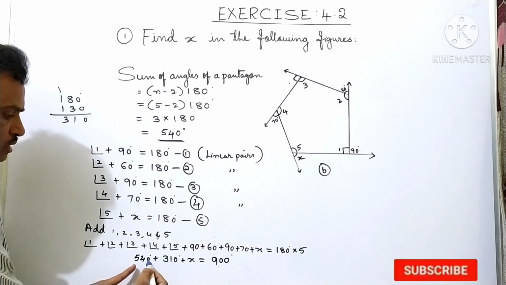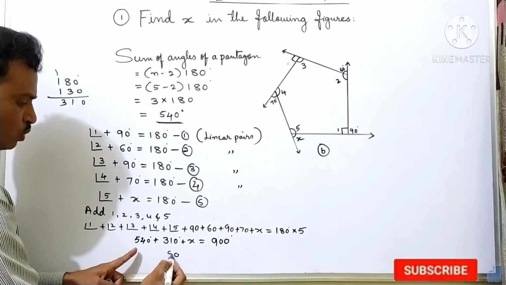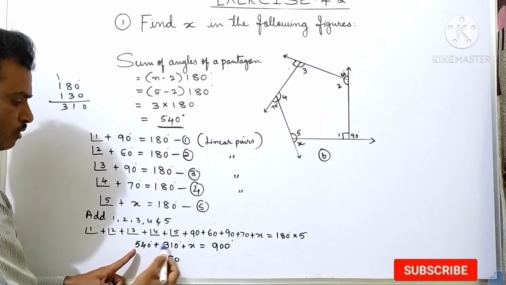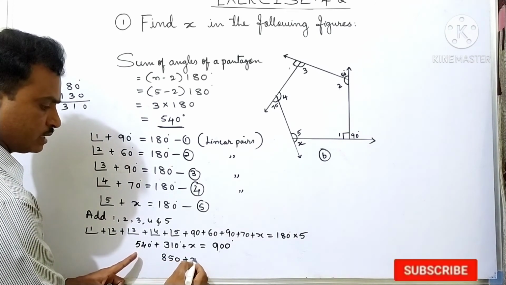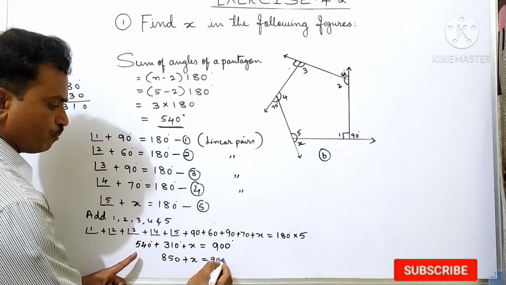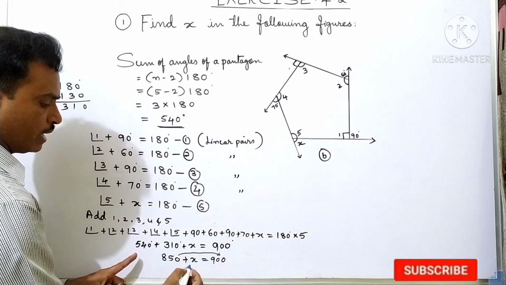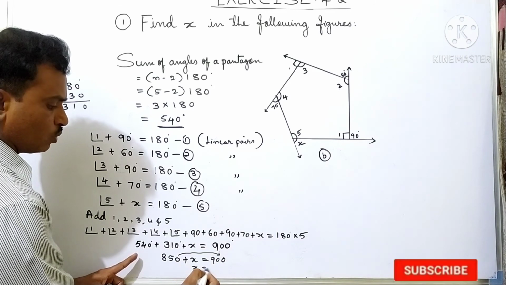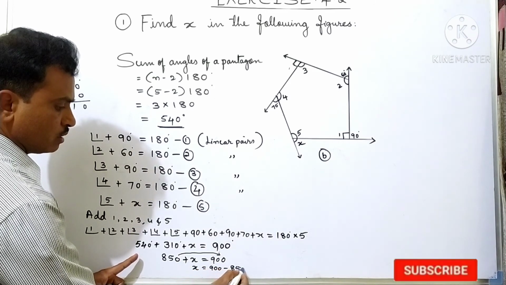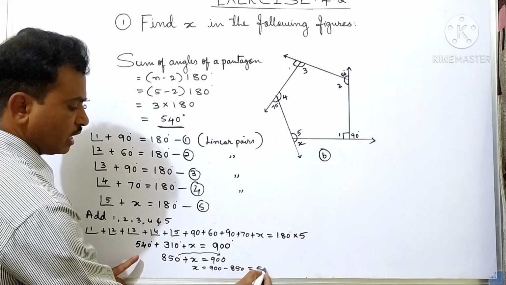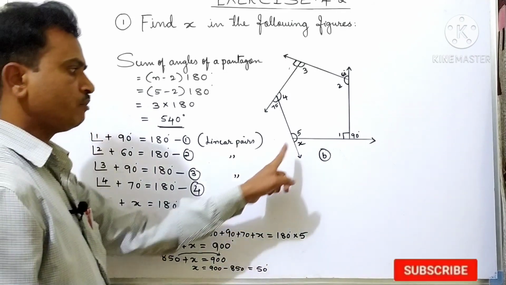Now we should add LHS side here. These two we should add, 0 plus 0, 0, 4 plus 1 is 5, then 5 plus 3 is 8, 850 plus x is equal to 900. Then 850 you should take to right hand side, it becomes minus, then x is equal to 900 minus 850 is equal to 50 degree, that means x value 50. So here 50 degree.